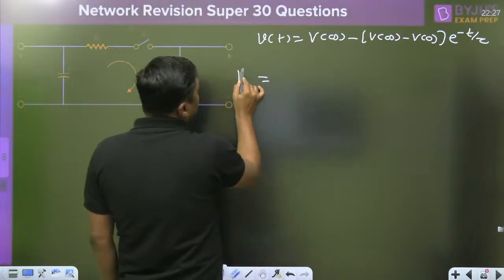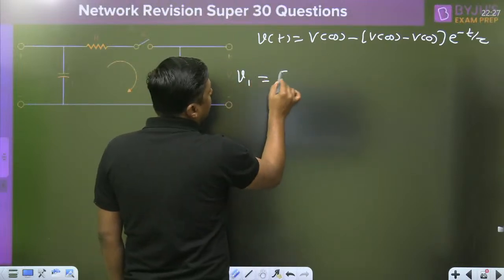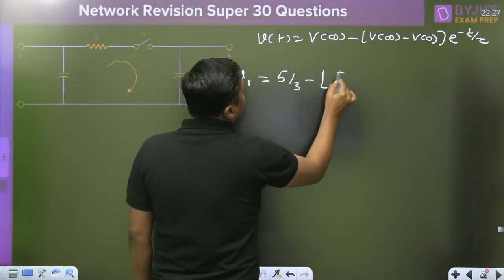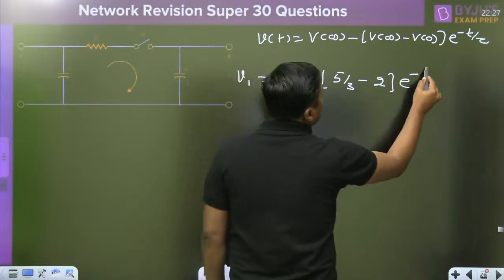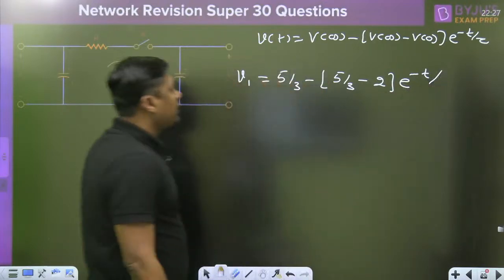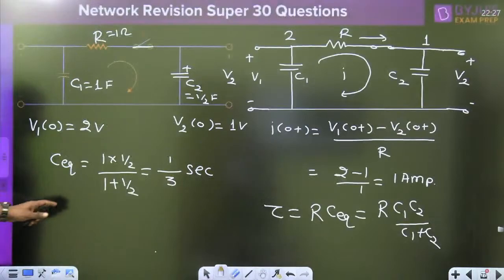If we want to calculate V1, what is the infinite value? 5 by 3. What is the initial value? 2 volt. Minus t. What is the time constant? Already we have calculated. What is the time constant of this circuit?